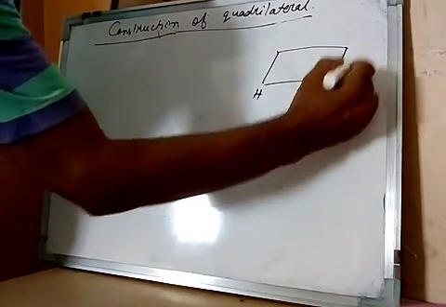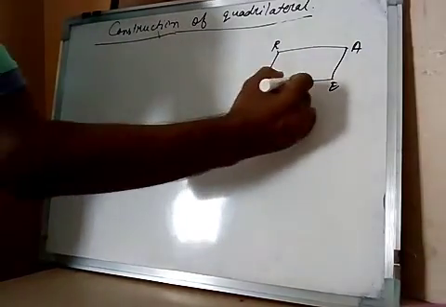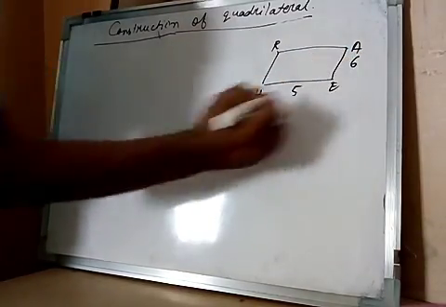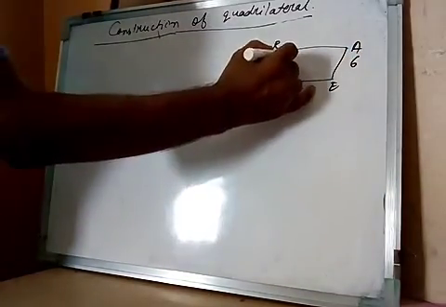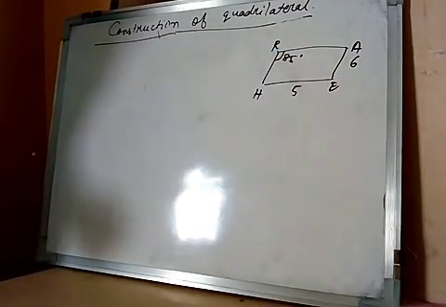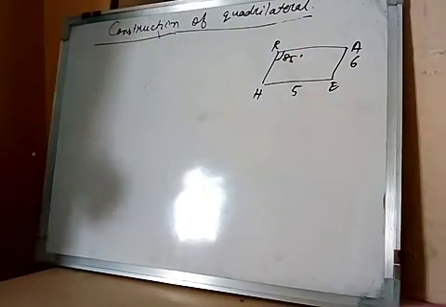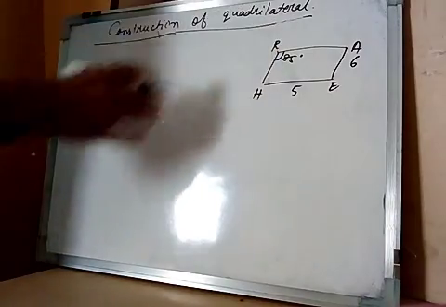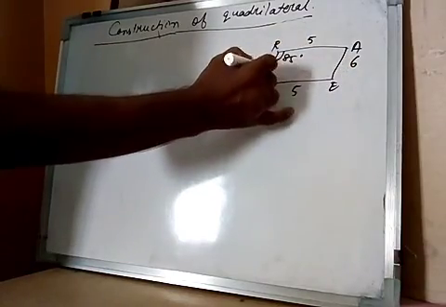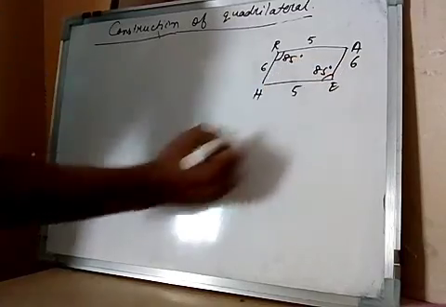H E A R. Here HE equals 5 centimeter, EA equals 6 centimeter, angle R equals 85 degree. This much information only has been given. We know in a parallelogram opposite sides are parallel and equal, opposite angles are also equal. This one is 5, then this one also 5. This one is 6, then this one also 6. If this angle is 85, then this angle also will be 85 degree.